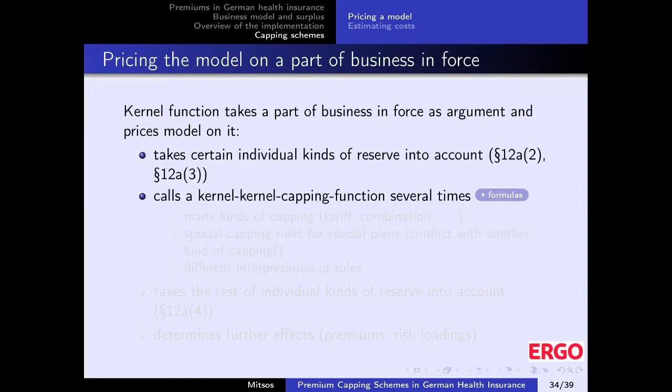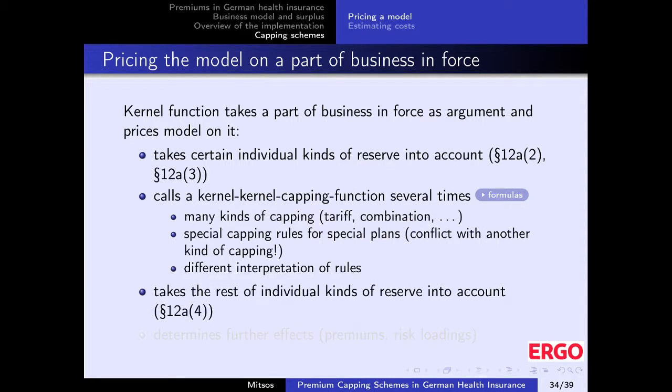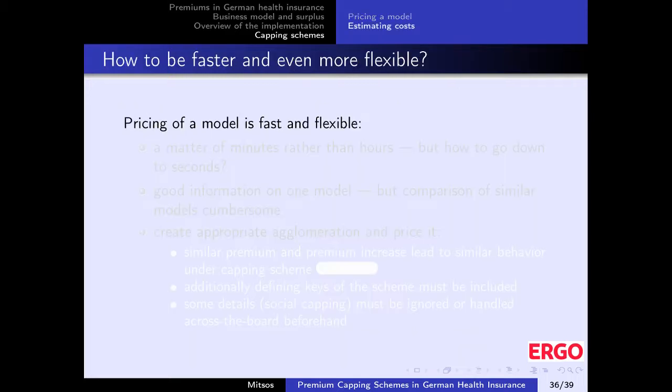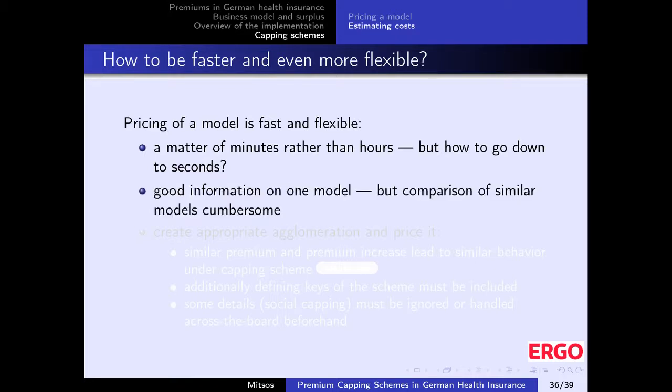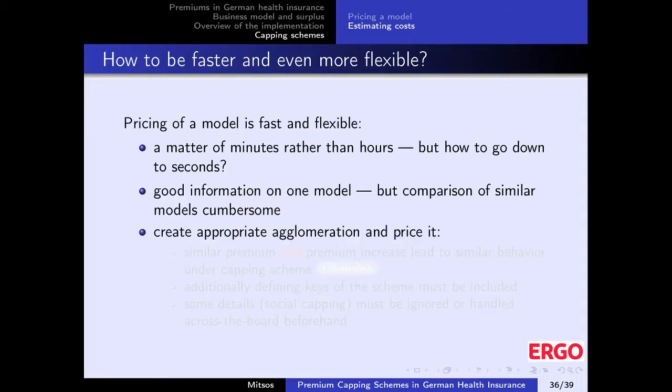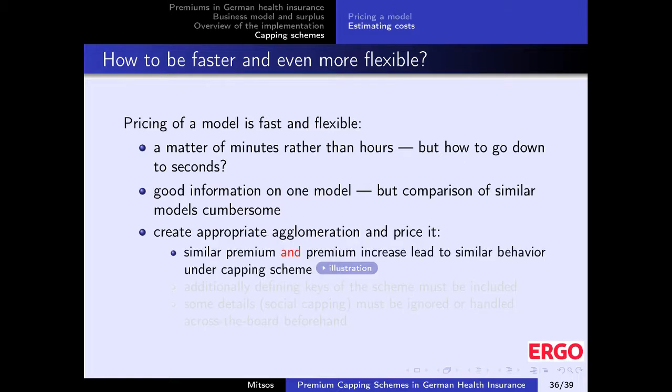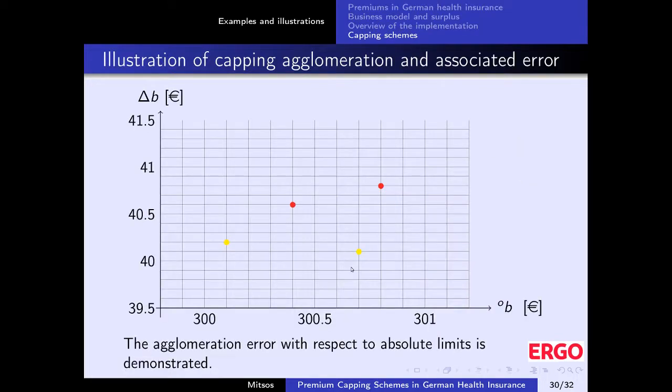So the kernel function does this calculation we have seen in one example, and nothing more. And I say something about the estimation of cost. We have a simulation that works in minutes rather than hours, but how can I go down to seconds? And I have good information on one model, but maybe I want to compare many models. That's a bit cumbersome. I can try and define an appropriate agglomeration for it.